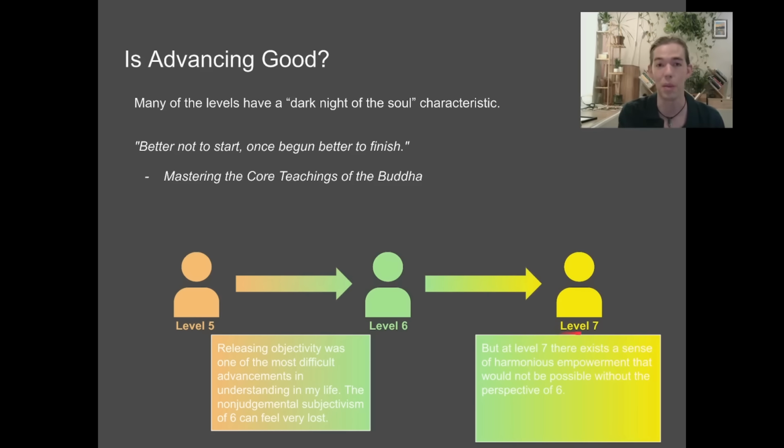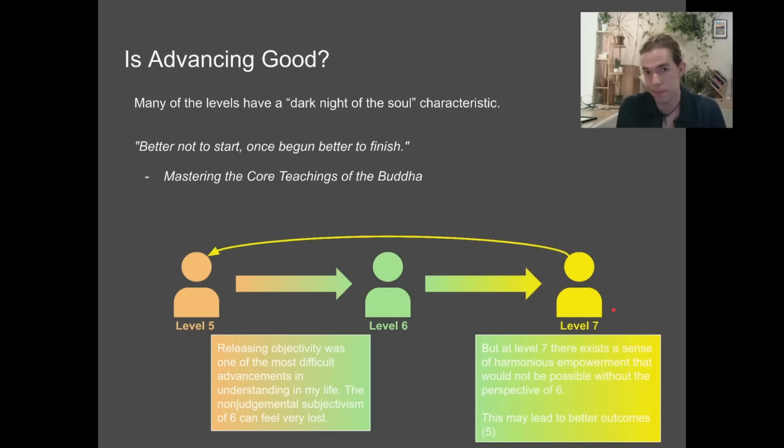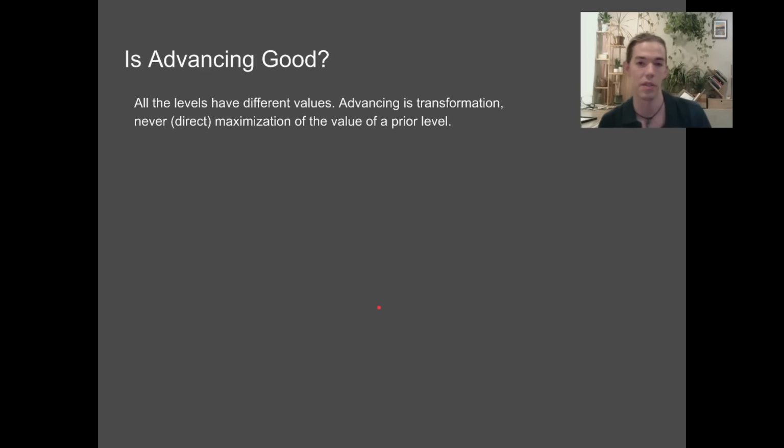But once you reach there, then you can move to level 7, where there's a sense of harmonious empowerment that wouldn't be possible without moving through 6. And level 7 can lead to better outcomes by the judgment of level 5. Whether or not I care about the same outcomes, the same objectives once I'm here, that's a question. I'm always transforming. So all the levels have different values. Advancing is transformation. It's never direct maximization of the value of a prior level. So these levels are about what is good, and they are about values. So I don't think we can say that advancing is good in that sense.